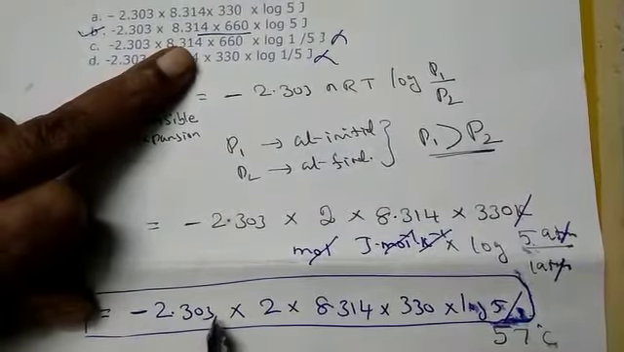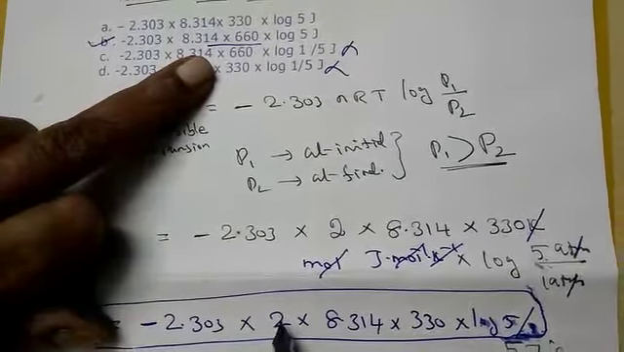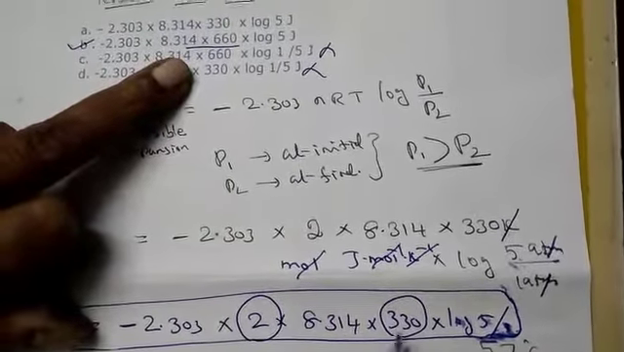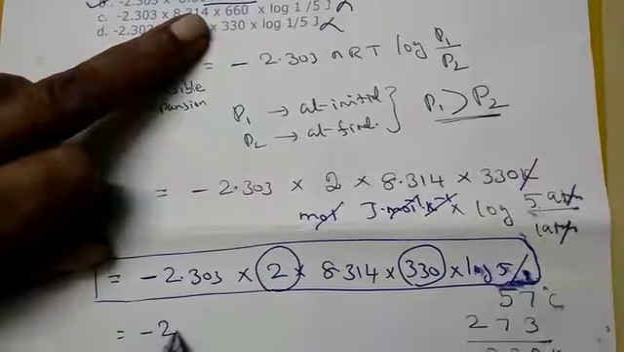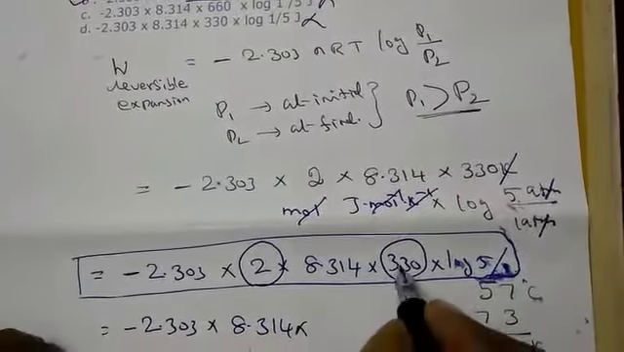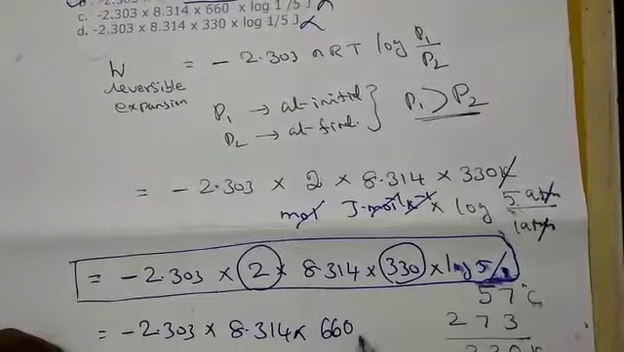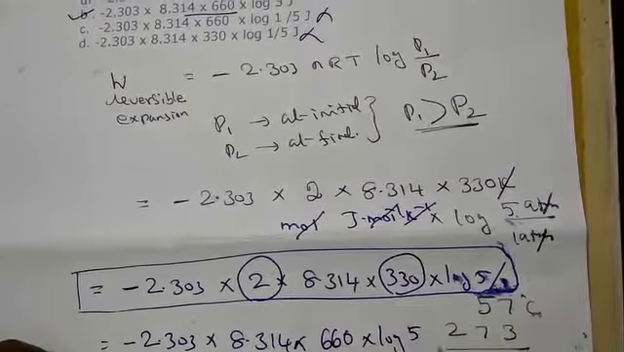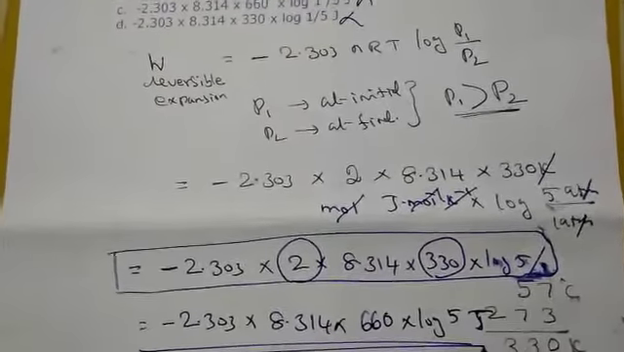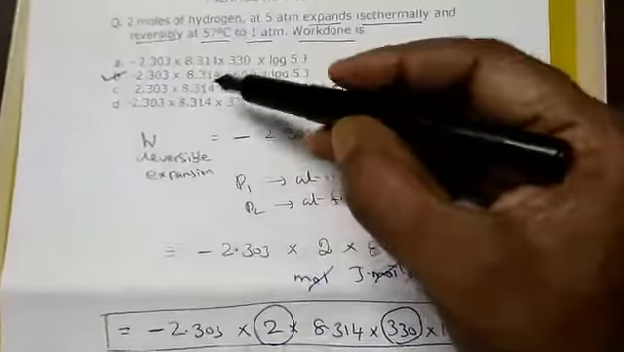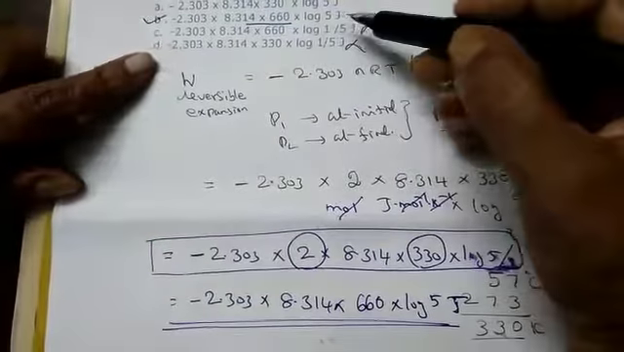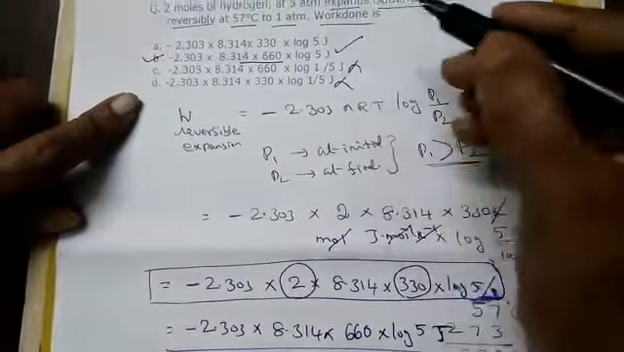In such a manner, compare with my answer. 2.303 into 8.314 into 2 into 330 becomes 660. According to the options, I am converting my answer: 8.314 into 330 into 2, we get 660. Then we write log of 5 by 1, with the unit of joules. This is the way we reach the answer. So again I am comparing: minus 2.303 into 8.314 into 660 into log 5 joules. So this is the option.